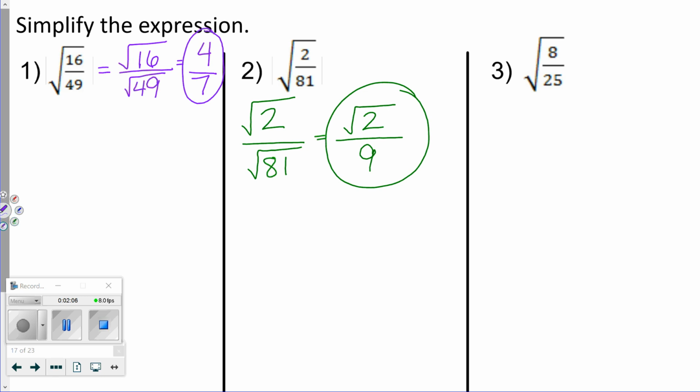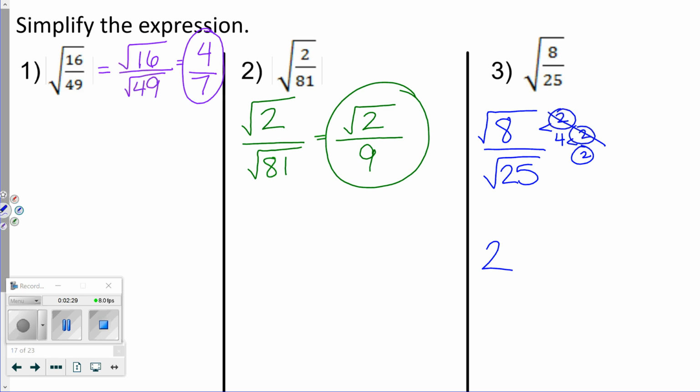Number 3, we have square root of 8 on top, square root of 25 on the bottom. We always want to split that giant radical apart, and then we can try to simplify. Square root of 8 is not perfect, but I can do a factor tree on that. So we find a pair of 2's, which will come out. We have a leftover 2, leftovers in the fridge. And then on the bottom, the square root of 25 we know is 5.